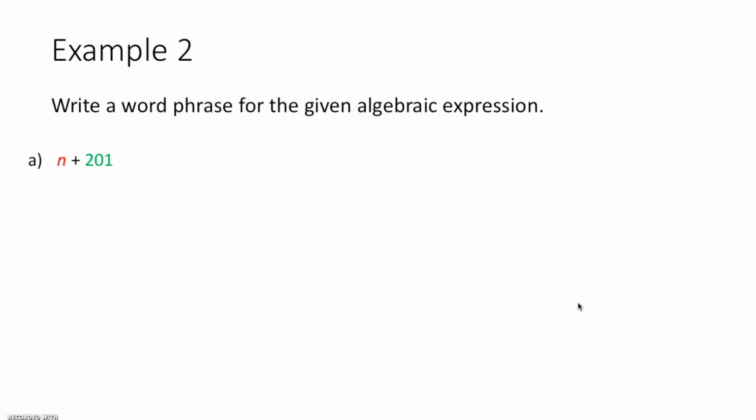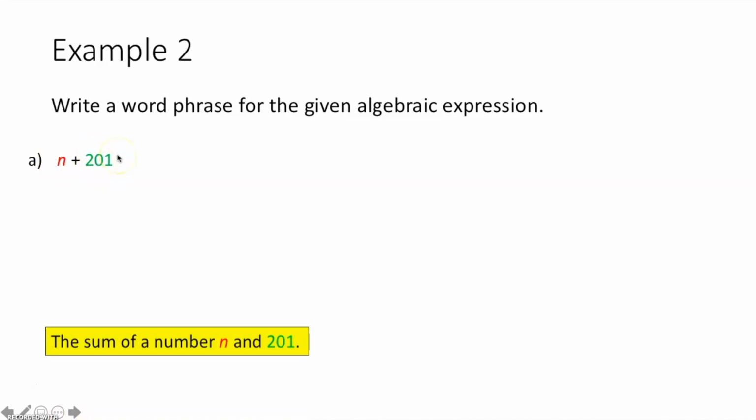Now example 2 says write a word phrase for the given algebraic expression. So this time we are given the expression and we need to write a word phrase for it. So we have n plus 201. That is one way to write it. If you wanted to just write n plus 201, that would be correct. What I'm going to do is get more specific. Since it's addition, we're going to say the sum of a number n, because that's our variable, and 201.